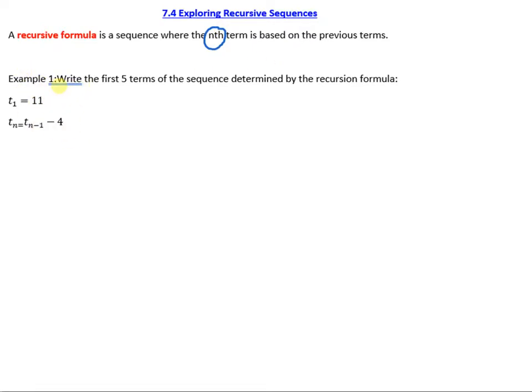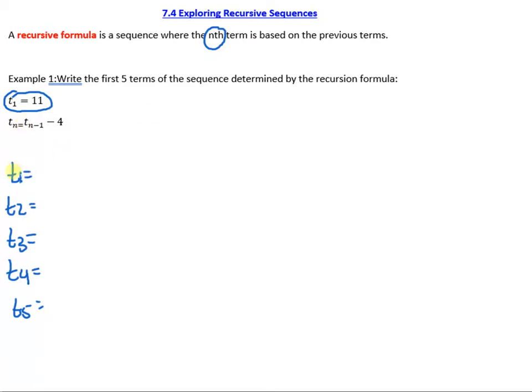So let's just hands-on do example 1. Write the first 5 terms of the sequence determined by this recursion formula. So the first term is 11. What we're looking for is to just list the terms. So it's not as easy as just subbing in 1, 2, 3, 4, and 5, okay? Because what this does is it builds on one another.